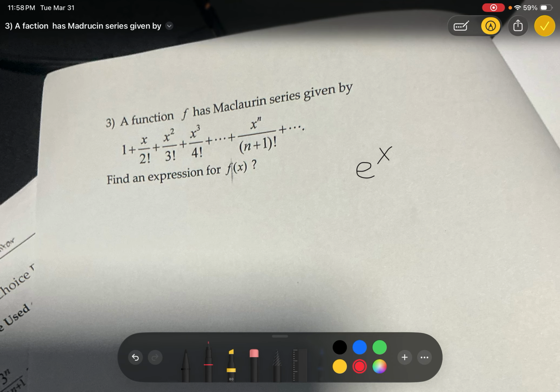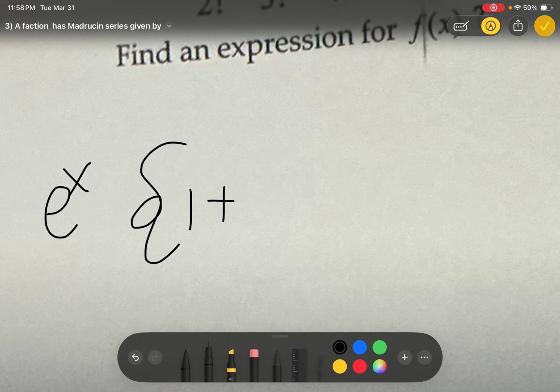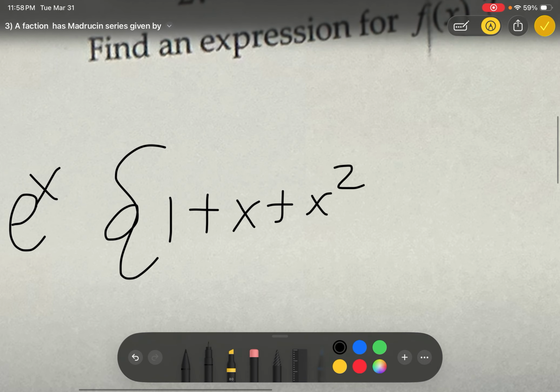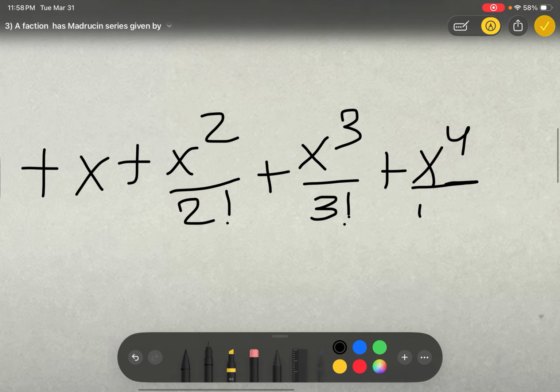So let's write the e to the x power series here. E to the x power series is going to look like 1 plus x plus x squared over 2 factorial. How far did they get? To the 4th degree. Plus x cubed over 3 factorial plus x to the 4th over 4 factorial. Okay.